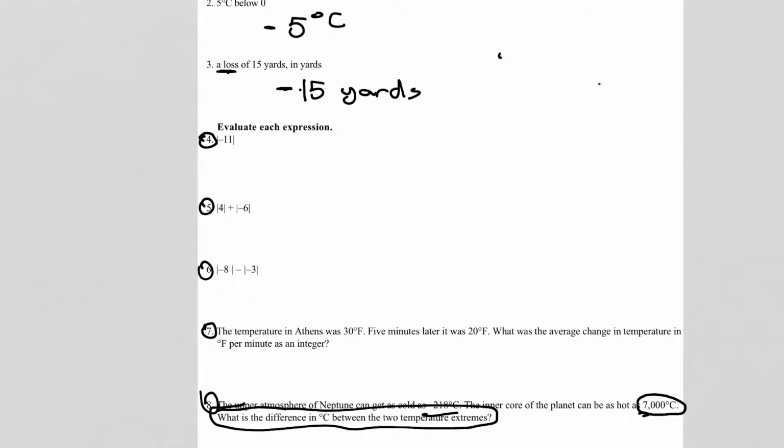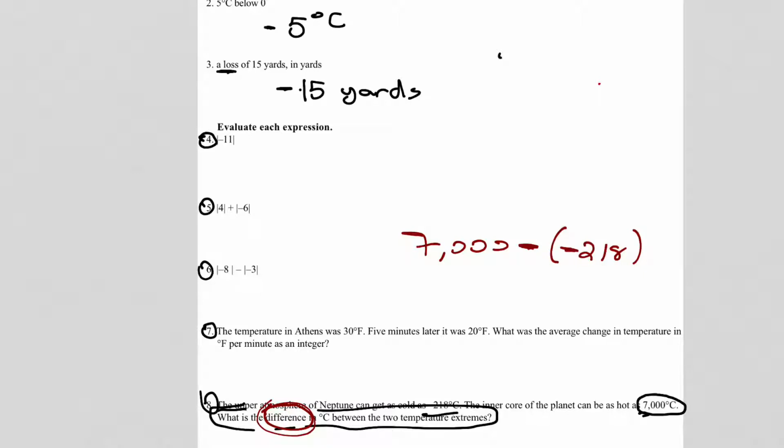Alright, another way you can approach this problem is by looking at the vocabulary. The vocabulary that they used was the word difference. I'll go ahead and circle it. And as you recall, difference means to subtract. So we're going to subtract the 7,000 degrees minus the negative 218. This subtraction sign came because it says difference.